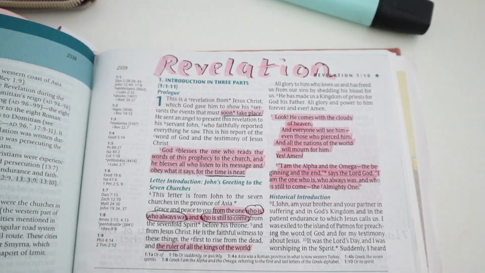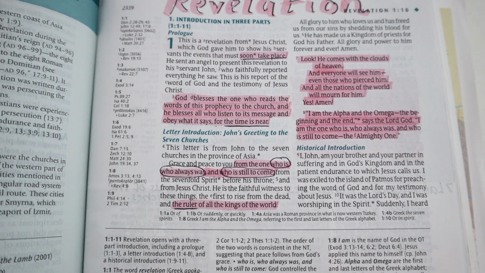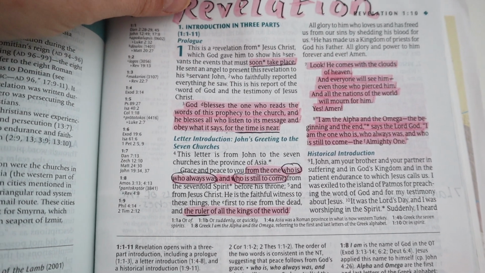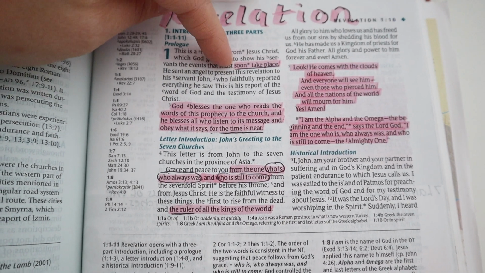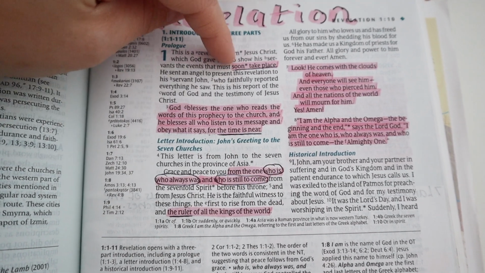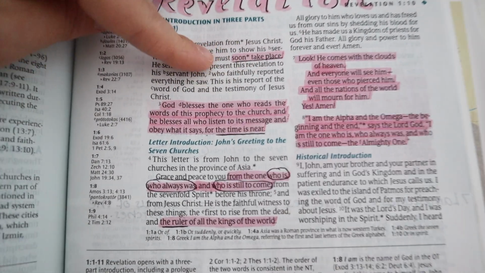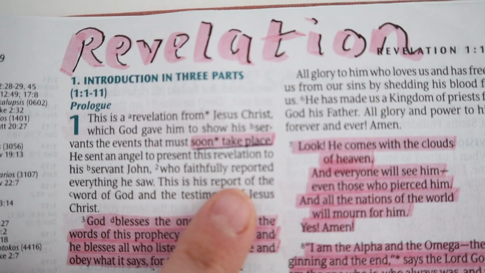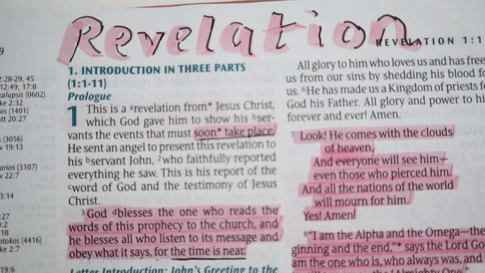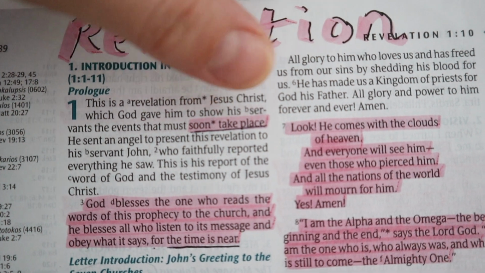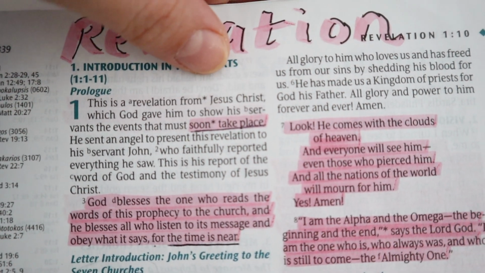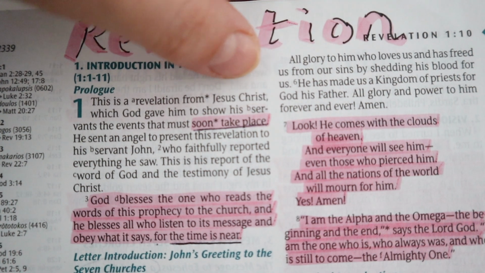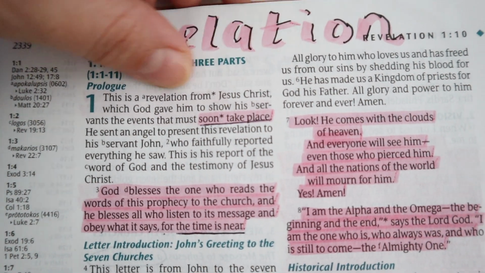So I've just written Revelation along the top there, and then I've taken out my pink highlighter and I've highlighted things that stand out to me. If I think it's really important, I highlight it and I underline it. As you can see, it's events that must soon take place. So I've highlighted and underlined that, because if that was soon, back in AD 90 or AD 60, how much closer must we be now to these events actually occurring?